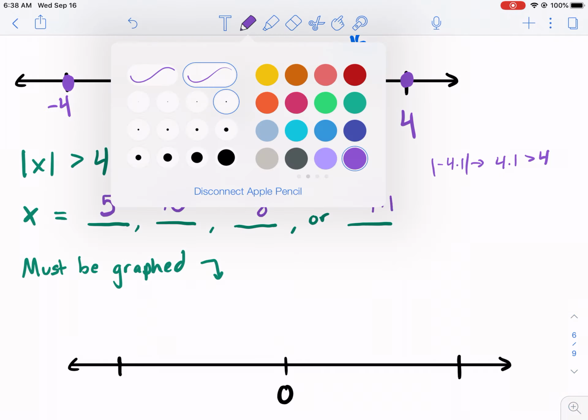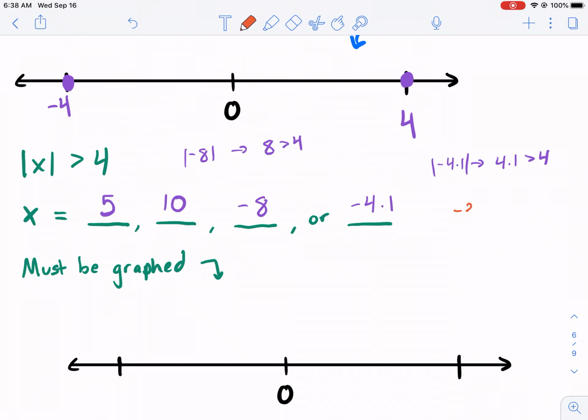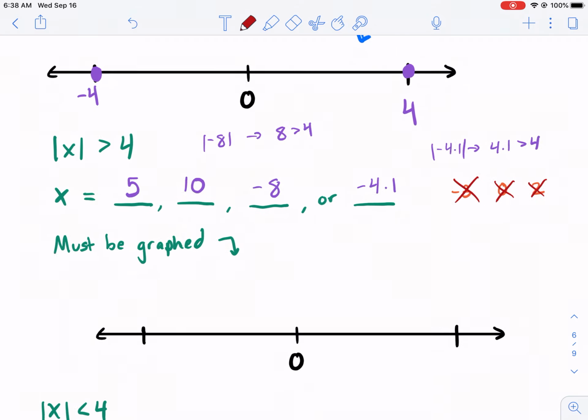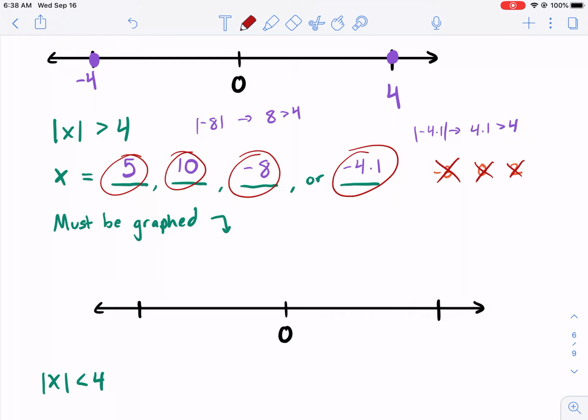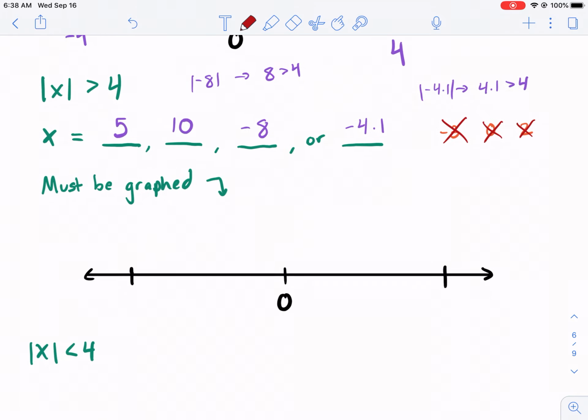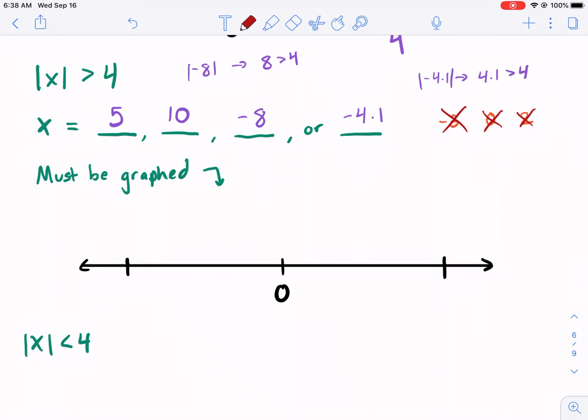What about -3, or what about 0, or what about +2? These are all bad choices, because once you take the absolute value of these, they are not greater than 4. I want you to notice here that we have multiple answers, and we could come up with an infinite number of additional answers besides these 4. So how do we do this? Well, we have to graph it.